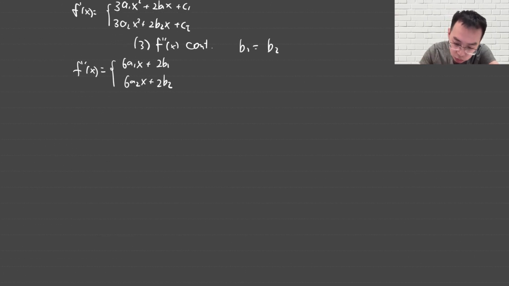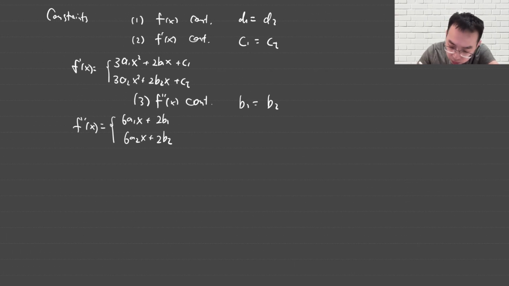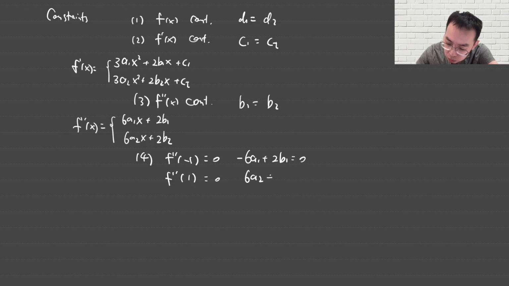And then we also have the boundary constraints. That's going to be two constraints: f prime prime of -1 equals 0, which gives us minus 6a1 plus 2b1 equals 0, and f prime prime of 1 equals 0, which gives us 6a2 plus 2b2 equals 0. You can see that all of these constraints are just linear constraints.